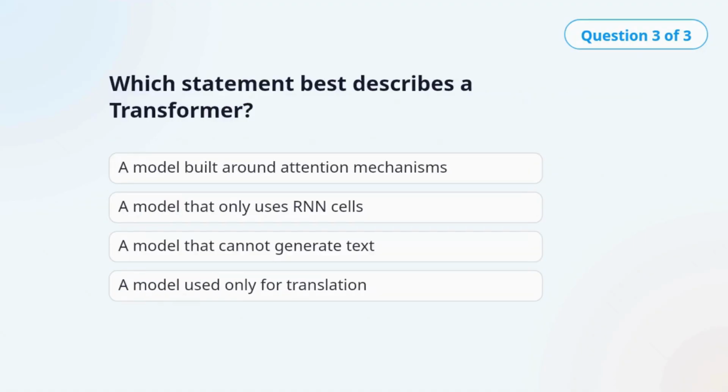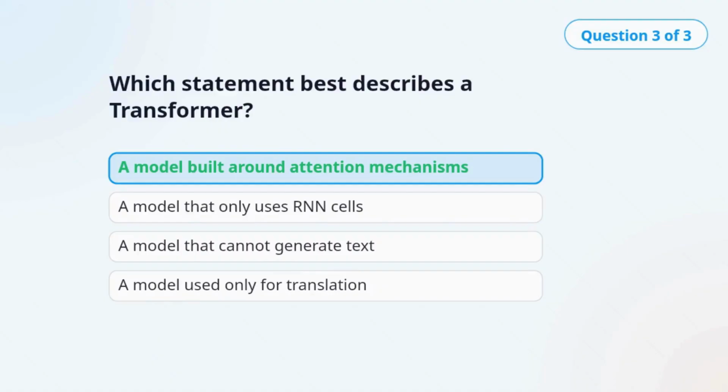Question 3. Which statement best describes a transformer? The correct answer is a model built around attention mechanisms. Transformers rely on attention as the central mechanism for contextual processing across tokens.